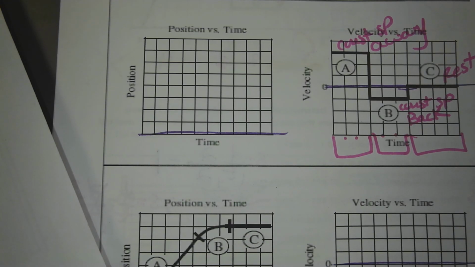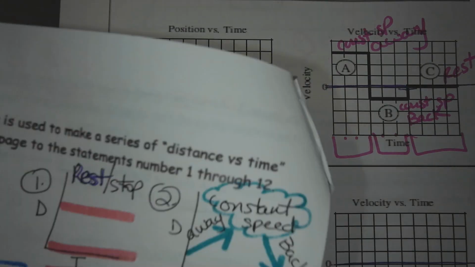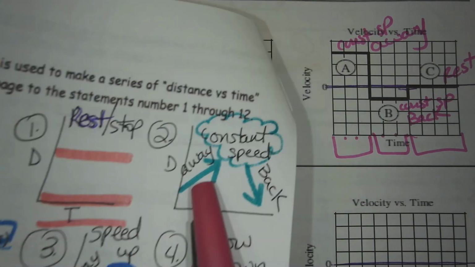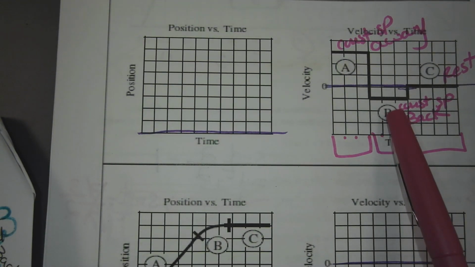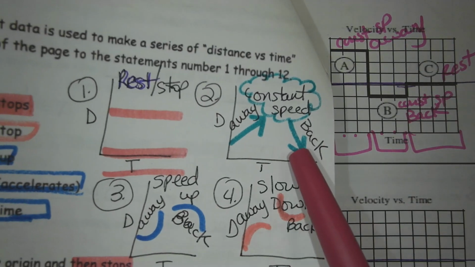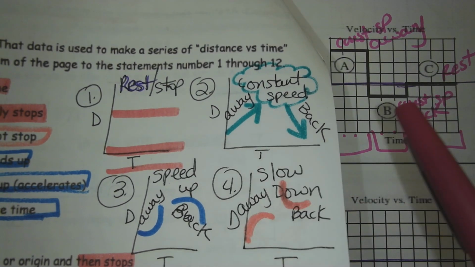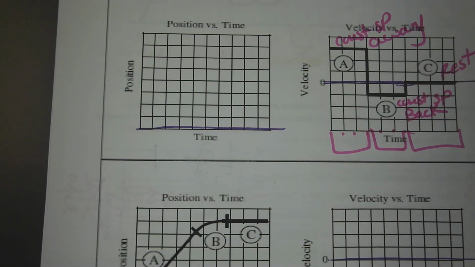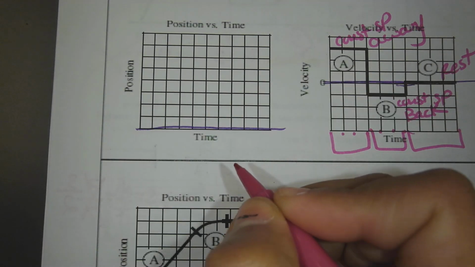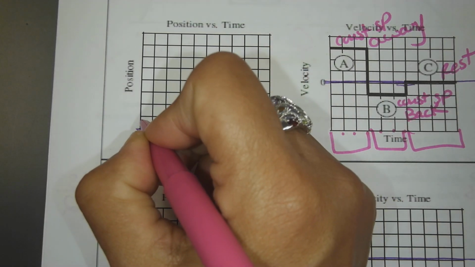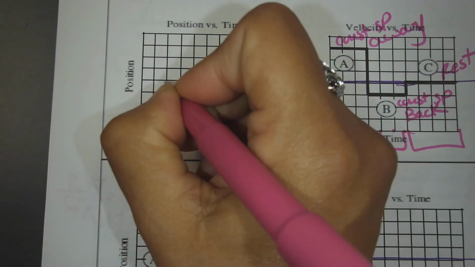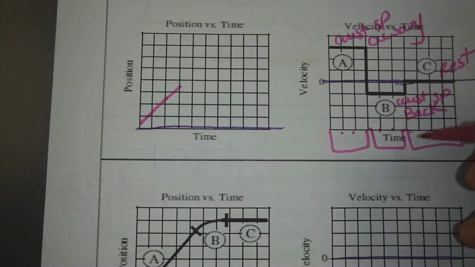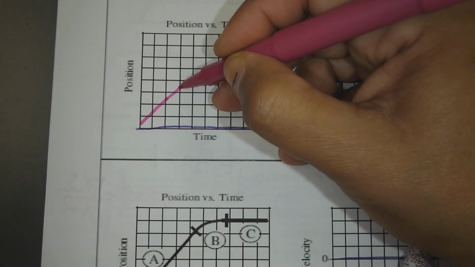Constant speed away, if we don't recall, looks like this, a direct relationship line. Then it shows me that it moved at a constant speed back, an inverse relationship line, and then it's at rest. Where at rest, though, Ms. Munson? Doesn't matter. Wherever you want to put it, right? So let's do a constant speed away for 3 seconds. A constant speed back for 3 seconds.